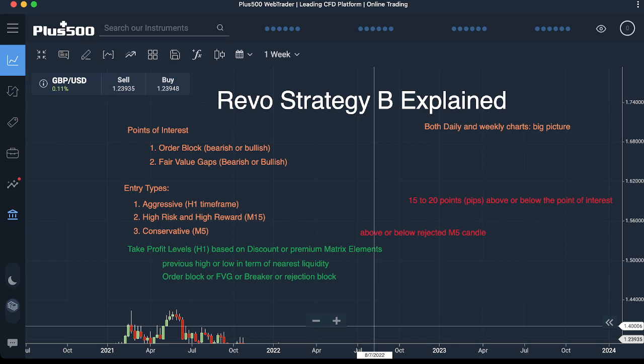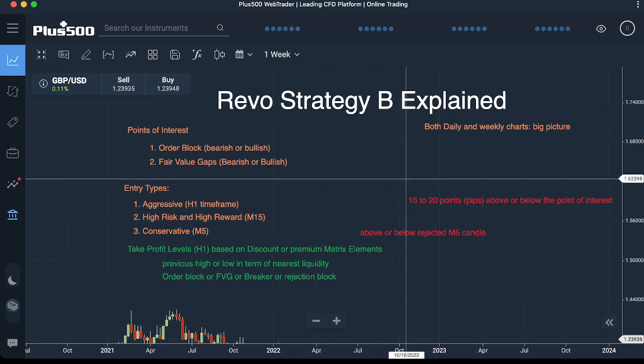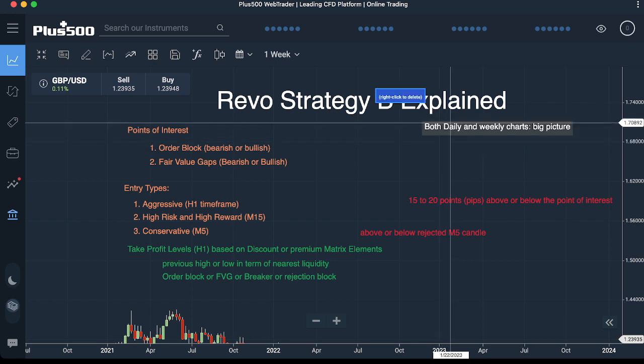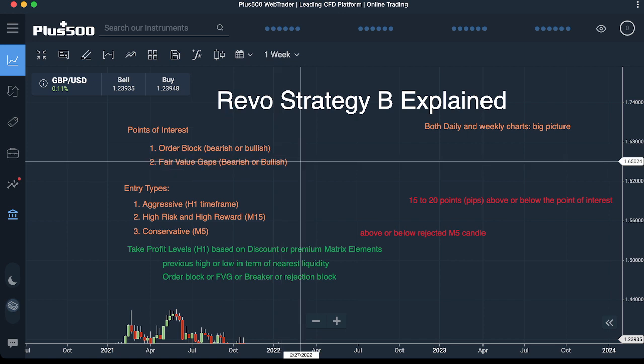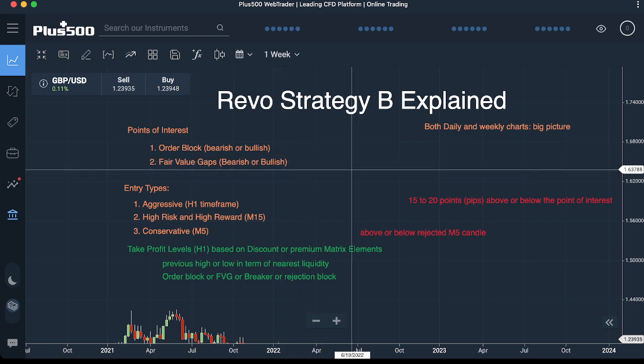First of all, I'm going to go to the daily chart and weekly chart and show you the big picture for the selected asset in this discussion, which is going to be US 500, and then the points of interest, which are going to be either order blocks, whether bullish or bearish, or fair value gaps.